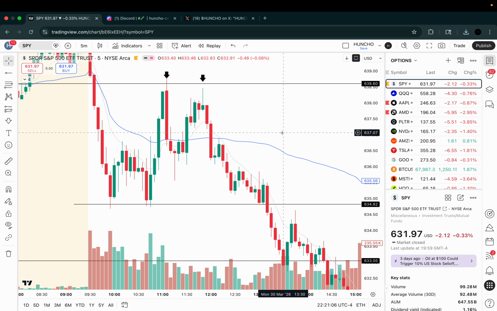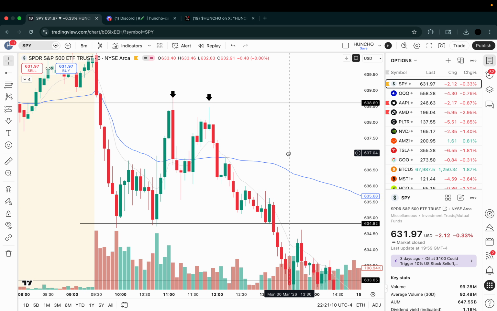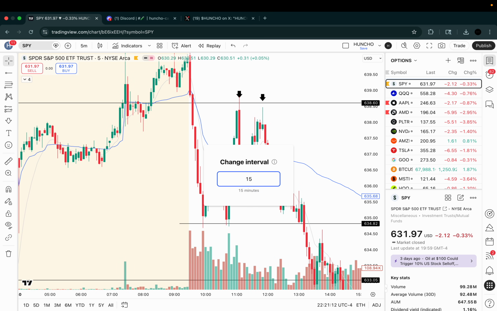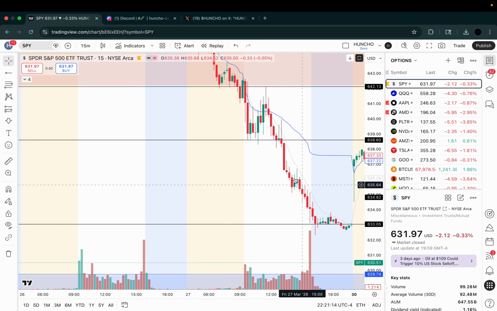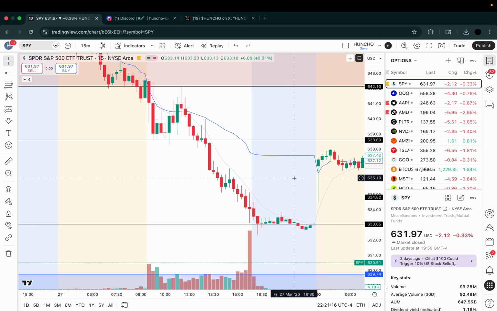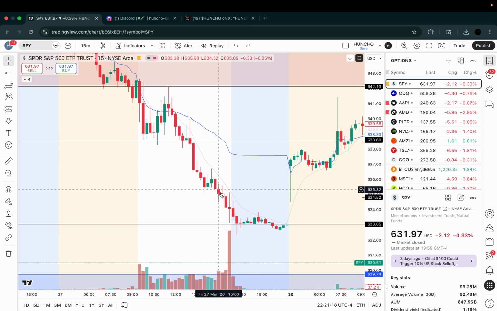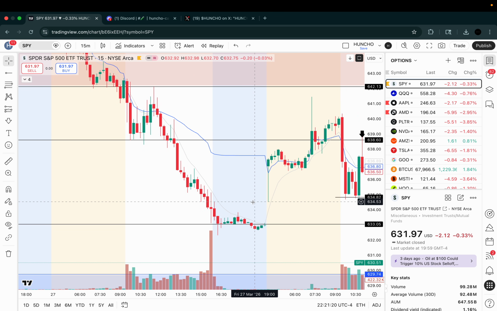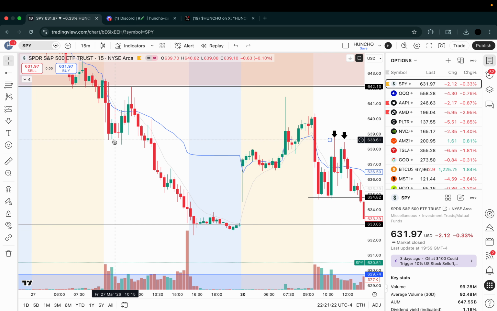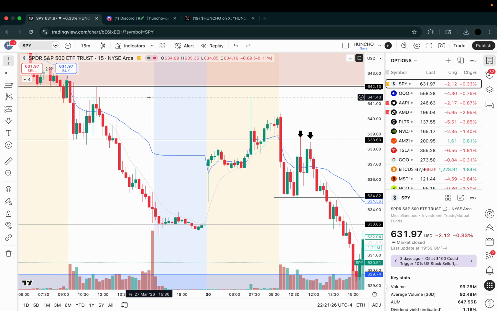Okay, now why was I convinced that there was going to be a move to the downside? Well, if you guys look very carefully, I'll show you guys on the 15 minute what happened at 638.60. Okay, once we broke under, we went all the way down to 633. All right, as you guys can see above it, look what happened. We got a move to the upside.